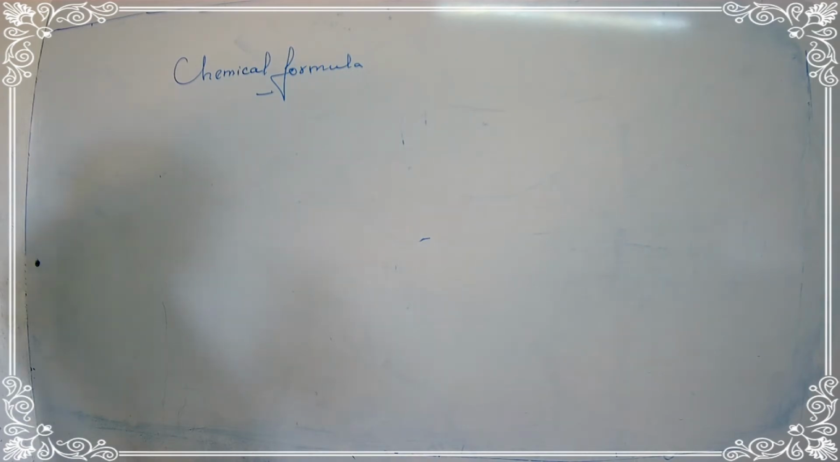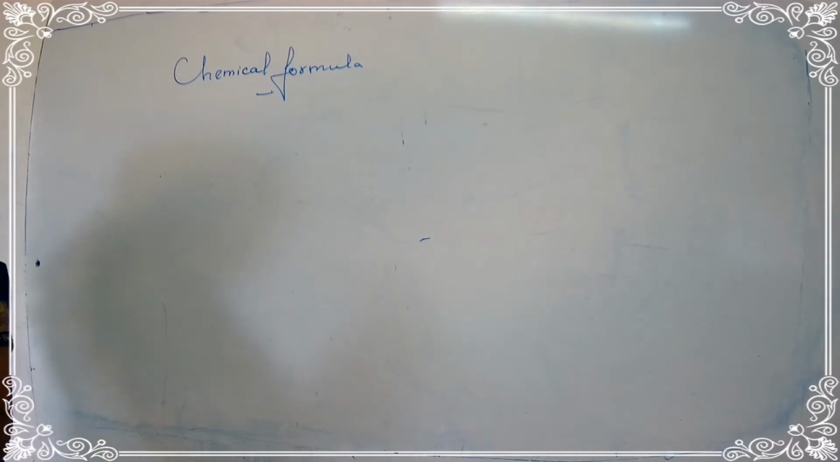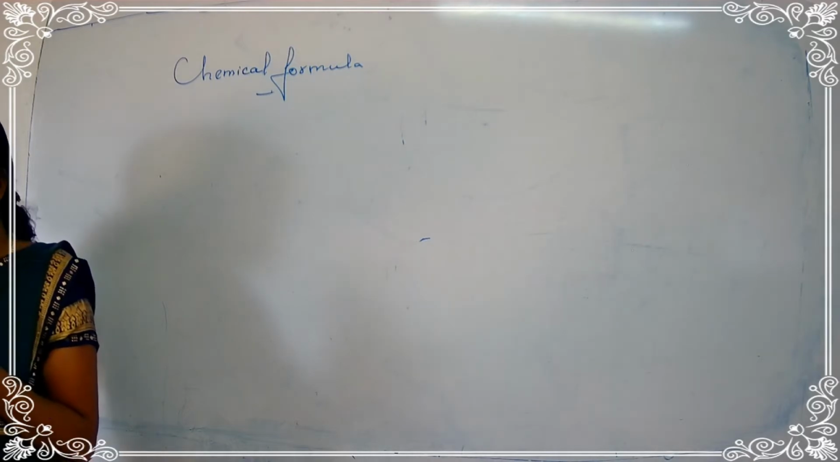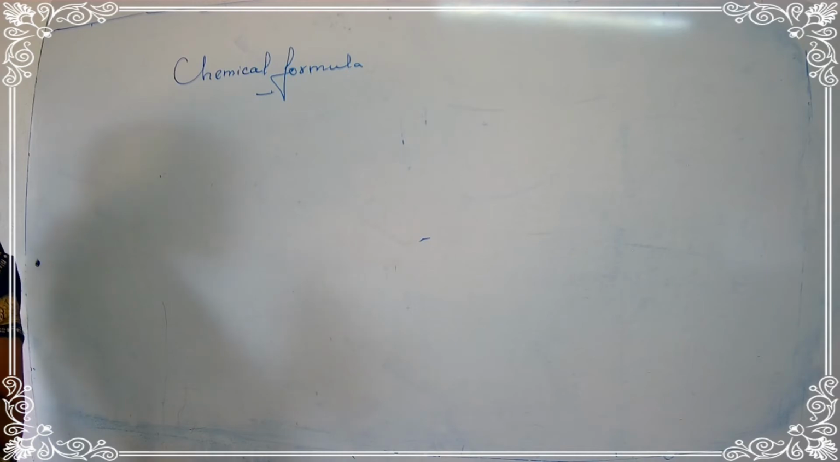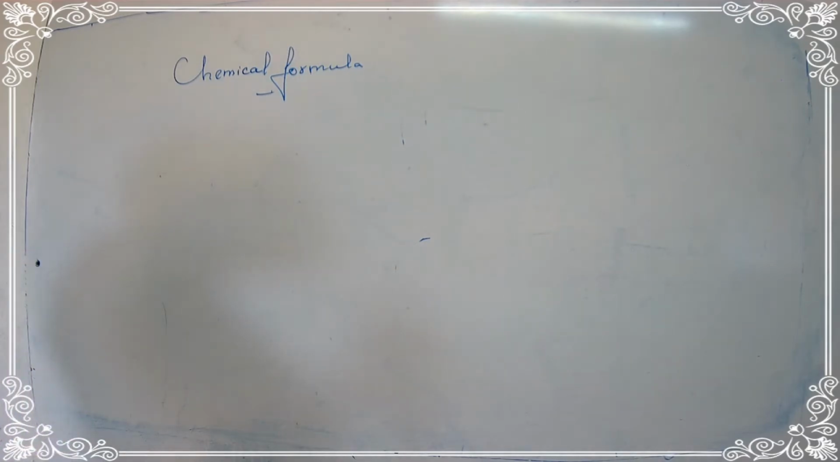Now, in one molecule of that substance, molecule means மூலக்கூறு. So here, present in one molecule of the substance. The chemical formula represents the number of atoms present in one molecule of that substance. Chemical formula represents the number of atoms. Where are those atoms present? Present in the molecule of the substance.